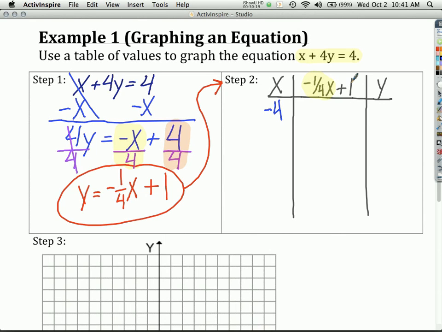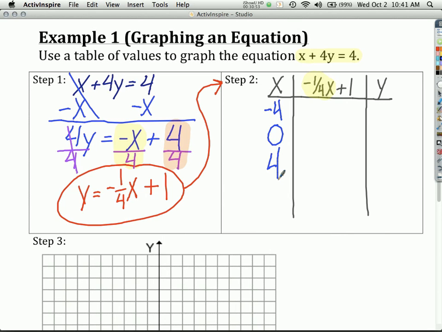So what would be my next number, Alyssa? 0. Yeah, I would do a 0. 0 makes things really easy, so I would do a 0 as often as I could. What would I do next, Ania? 24. Well, we could, but if I plug in a 24, I'm going to end up with a larger number. There's probably a better choice. There's nothing wrong with doing 24, but you're going to see in a minute what would make a little more sense. Eric? 4.